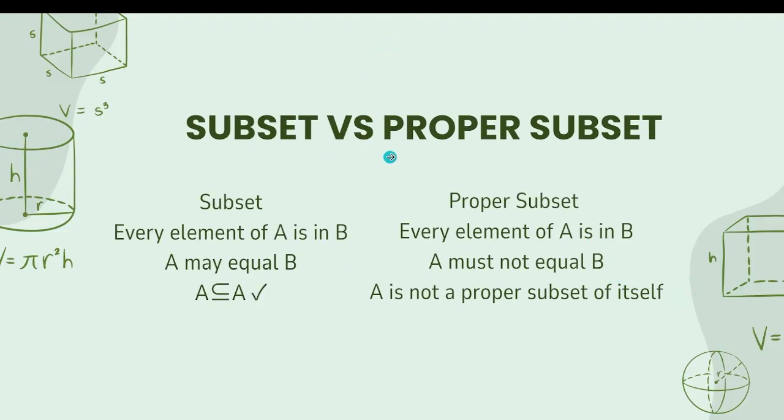Now, subset versus proper subset. In subset, every element of A is in B. And in proper subset also every element of A is in B. But in subset A may equal B, but in proper subset A must not equal B. And in subset, A can be a subset of itself, like a set can be a subset of itself. But in proper subset, A or any set cannot be a proper subset of itself.